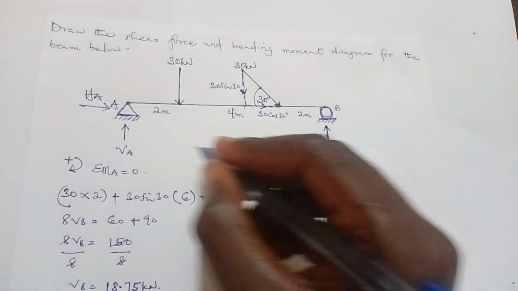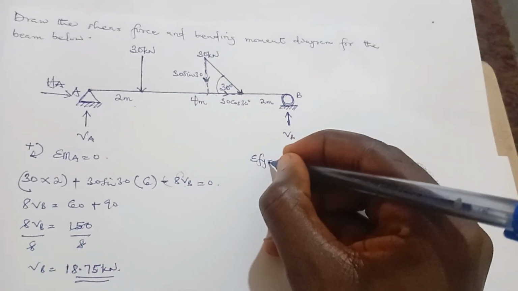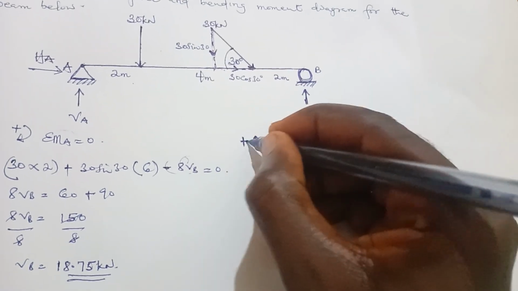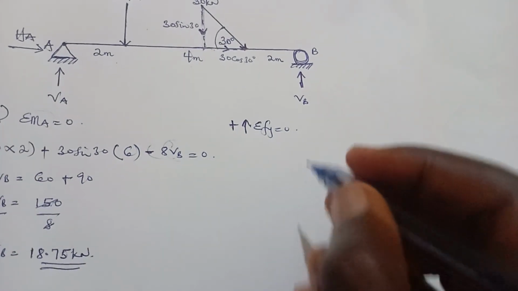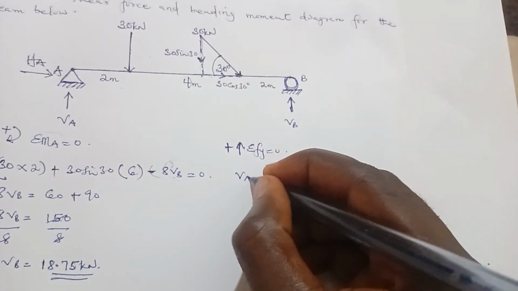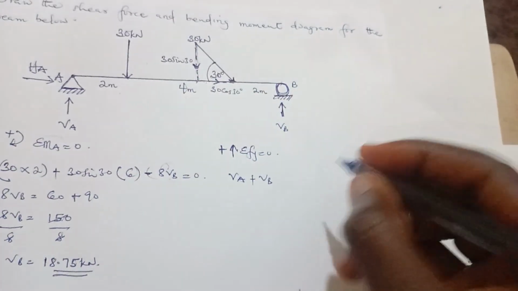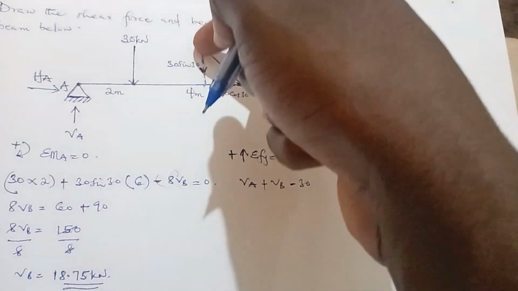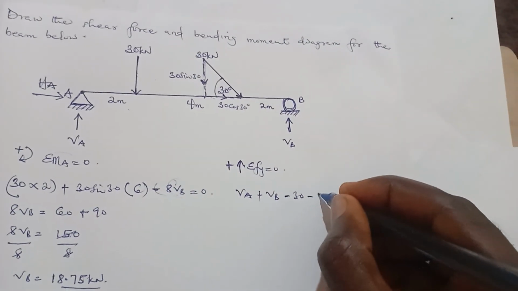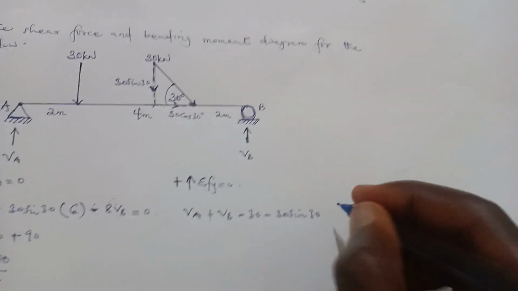And now we have to find the vertical reaction VA. So sum of vertical forces equal to 0, taking upward forces to be positive. VA is moving up, so positive VA plus VB, which is also moving up. 30 is coming down, so minus 30. And the vertical component is also coming down, so it's going to be minus 30 sine 30. Everything here is equal to 0.